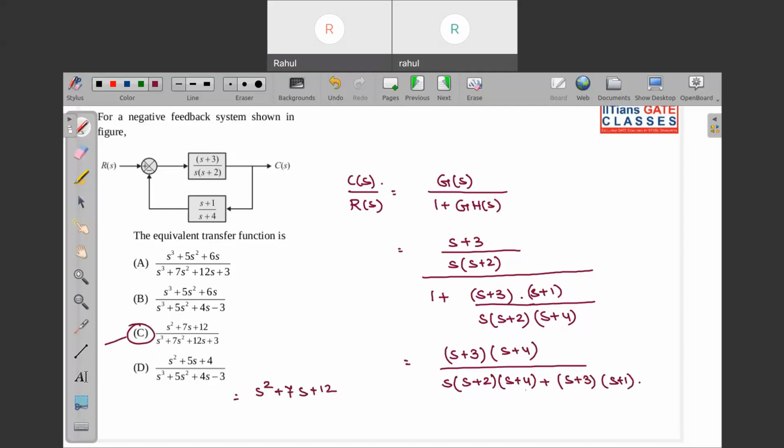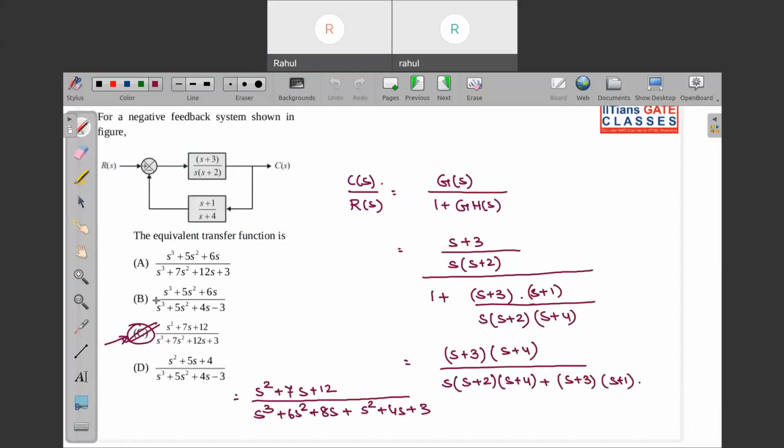You can see this will be s square plus 7s plus 12. Only in option C, you can see the numerator is the same as the numerator that we are getting. So directly you can mark it even without solving this, or you can do one more step. So this will be s cube plus 6s square plus 8s plus s square plus 4s plus 3. So you can see this will be s cube plus 7s square plus 12s plus 3. So option C is your correct answer for this question.